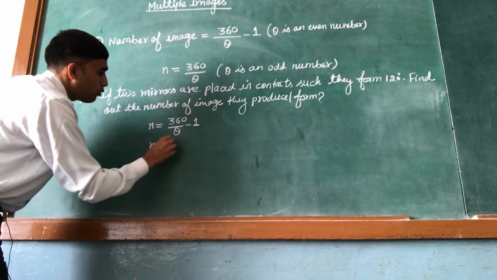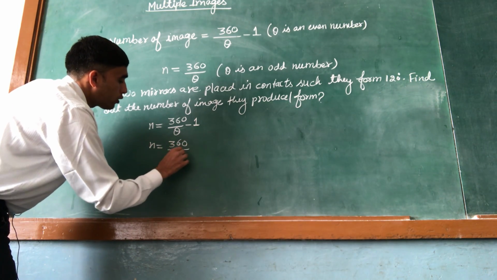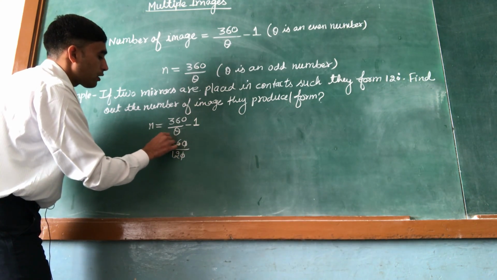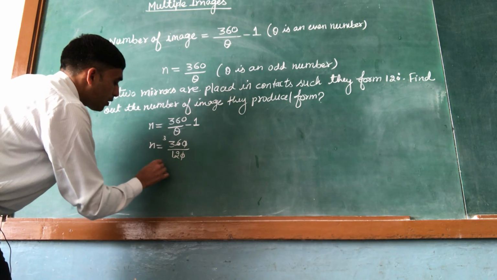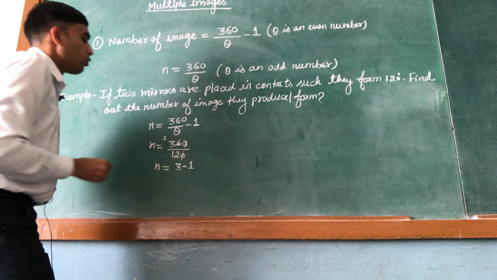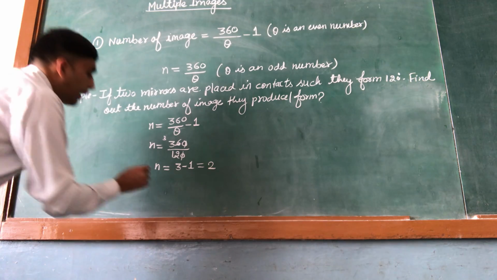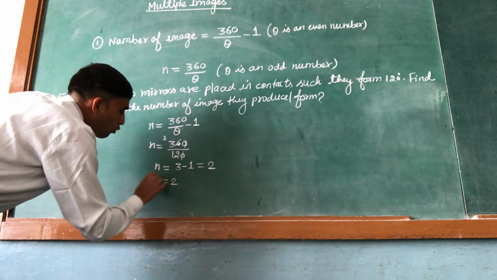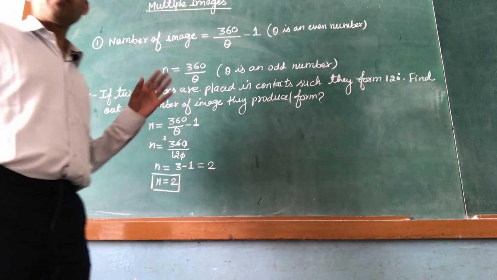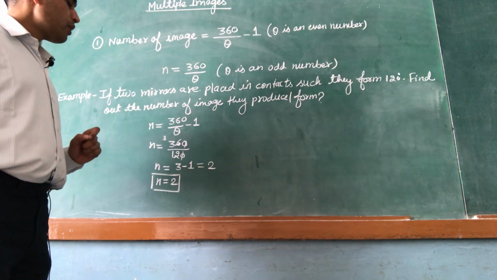So n is equal to 360 upon 120. So 360 divided by 120: 12 threes are 36, so we get 3. So the number of images is equal to 3 minus 1, which is equal to 2. So total images formed is 2. So n is equal to 2. So if two plane mirrors are placed in contact and they form a 120-degree angle, in such a condition the number of images formed is 2.